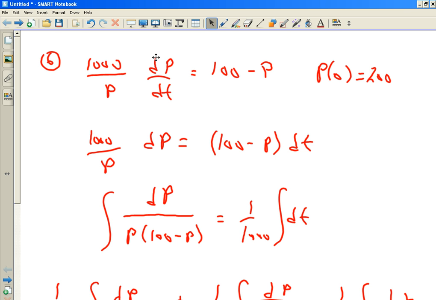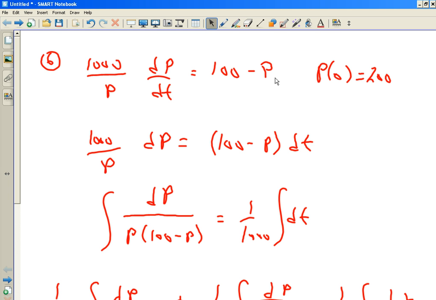If you get dP/dt alone, if you move P over, when is dP/dt 0? When P is 100, or if P was up here multiplying, P was 0. Those are the equilibrium solutions: P equals 0 and P equals 100. Remember logistics? There are usually two equilibrium horizontal asymptotes.